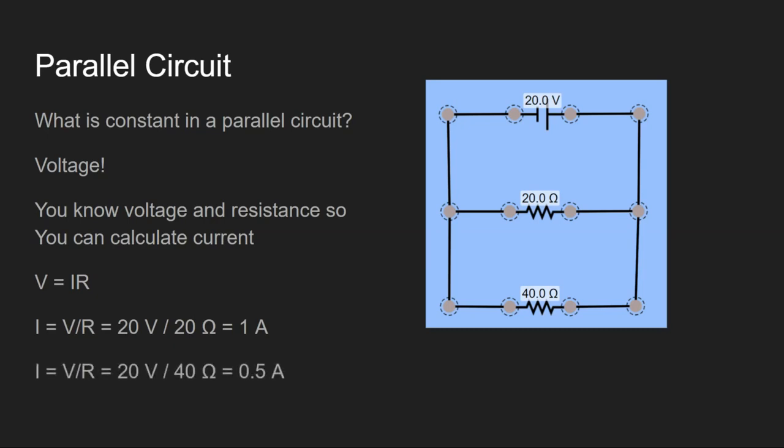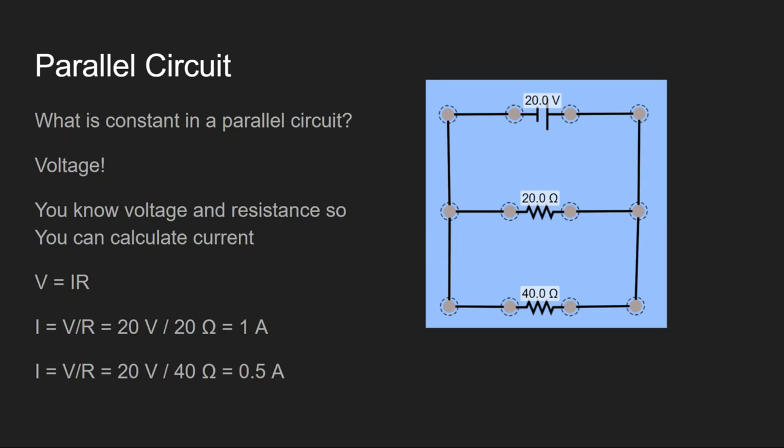Well, that's going to give me 20 volts because it's parallel to the battery, same voltage as the battery, divided by 40 ohms. So it gives me half the current, and it's half an amp in this particular case. So I've got 1 amp of current going through the 20 ohm. I've got half an amp going through the 40 ohm. So the next question is, well, what's going through the battery?